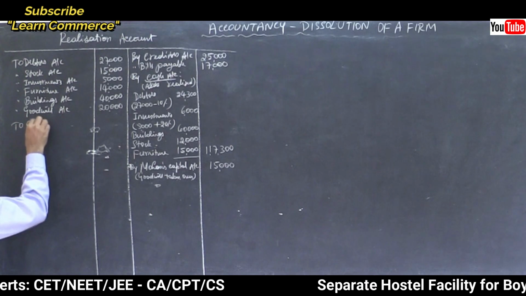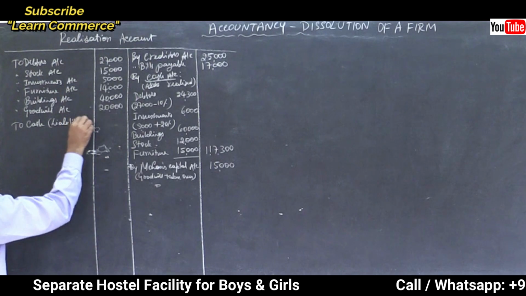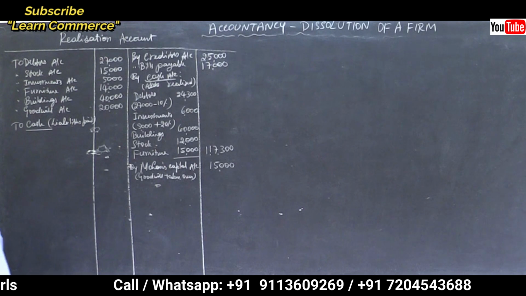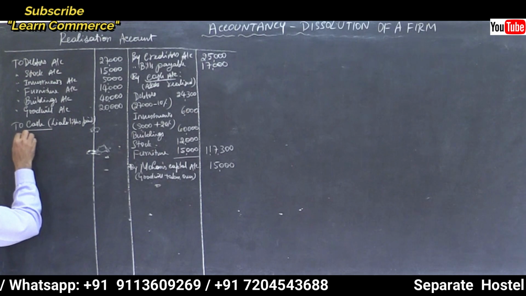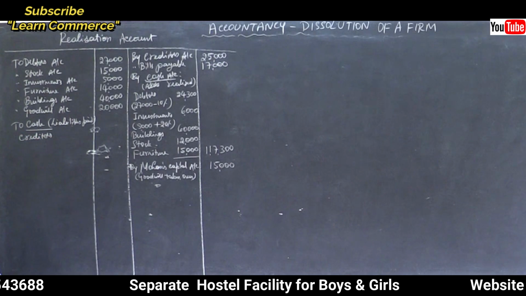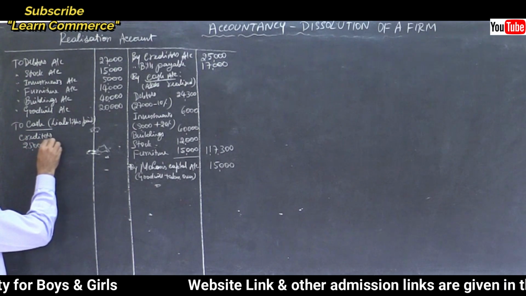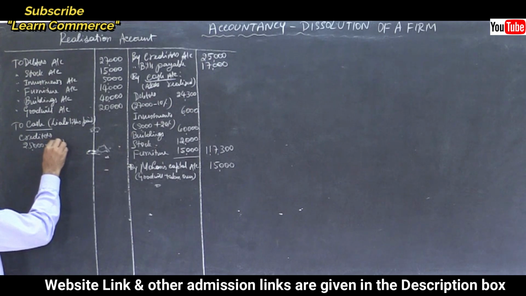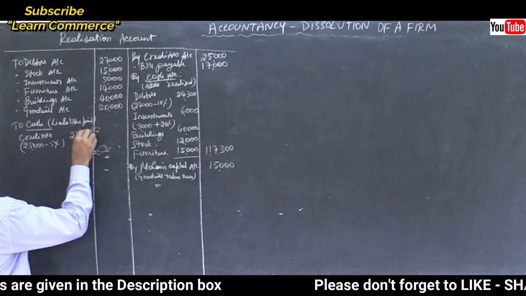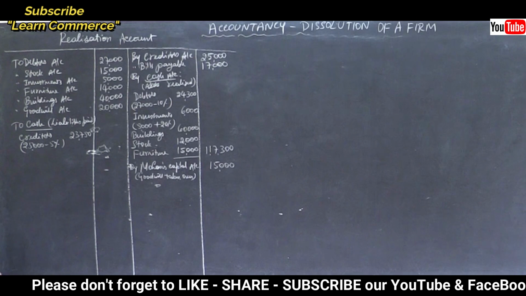Then now let us proceed to make payment of liabilities to cash account. To cash account, liabilities paid off. After that, write one by one. Creditors, 5% discount, right? Creditors 25,000 minus 5%. So it will be 23,750. The discount will come to 1,250. So deduct it, we'll get this much.